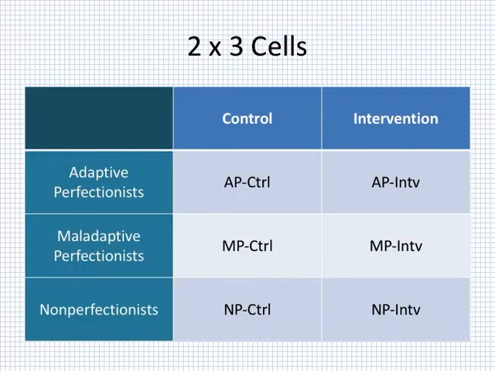So using the table, we would have a 2x3 cells. Here we have the control group and intervention. And here we have the other IV, which is the three different types of perfectionists. The first cell is those in the control group that are adaptive perfectionists. The next cell is those that are maladaptive perfectionists assigned to the control group, and the non-perfectionists assigned to the control group. Similarly, on the intervention column, there's adaptive, maladaptive, and non-perfectionists.